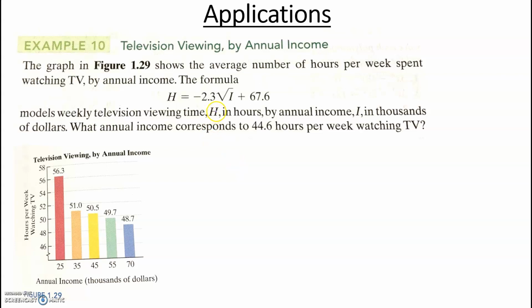And last but not least, this one wants to know what annual income corresponds with watching TV 44.6 hours a week. So there's my hours. I'm going to plug it in, 44.6. And we want to know what income corresponds with that. So I'm going to go ahead and subtract 67.6 from both sides. So you get negative 23, negative 2.3, and this is just that application. Divide both sides by negative 2.3.